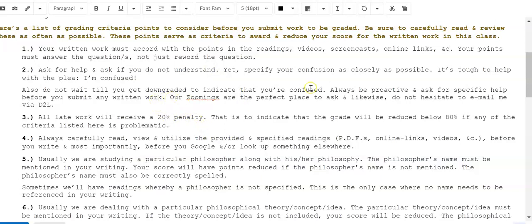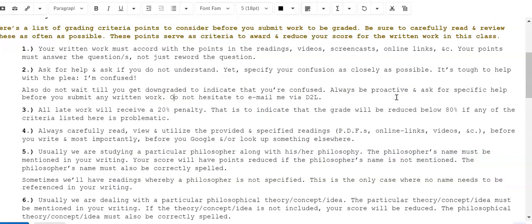Let's see. We're not zooming in this class, so I want to take this out. Do not hesitate to email me via D2L if you have questions. Yes. All late work will receive a 20% penalty. That is to indicate the grade will be reduced below 80% if the criteria listed here is problematic.